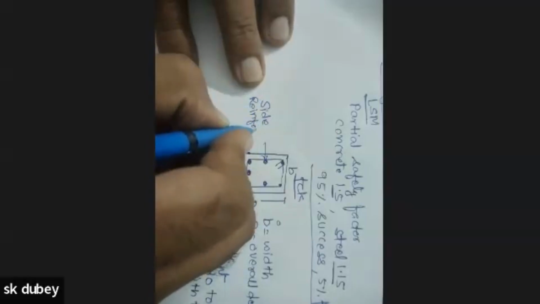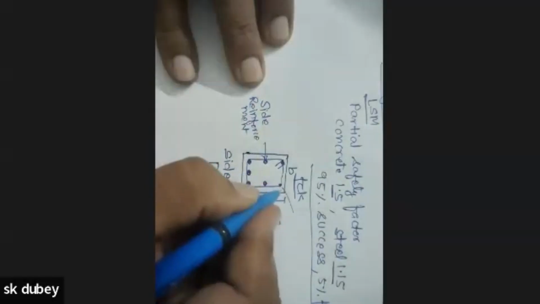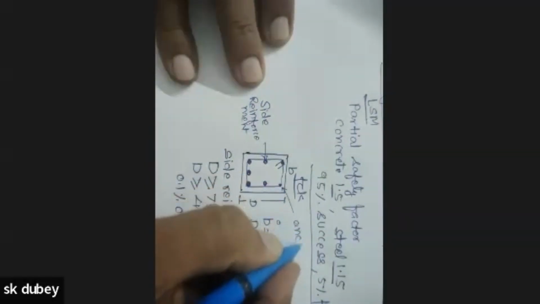Side reinforcement. It is the main steel in the bottom. These are the anchor bars, just to hold a stirrup. This is your stirrup. And from the top to the center of the steel, whatever is there, that is the effective depth. This much. Small d is effective depth.